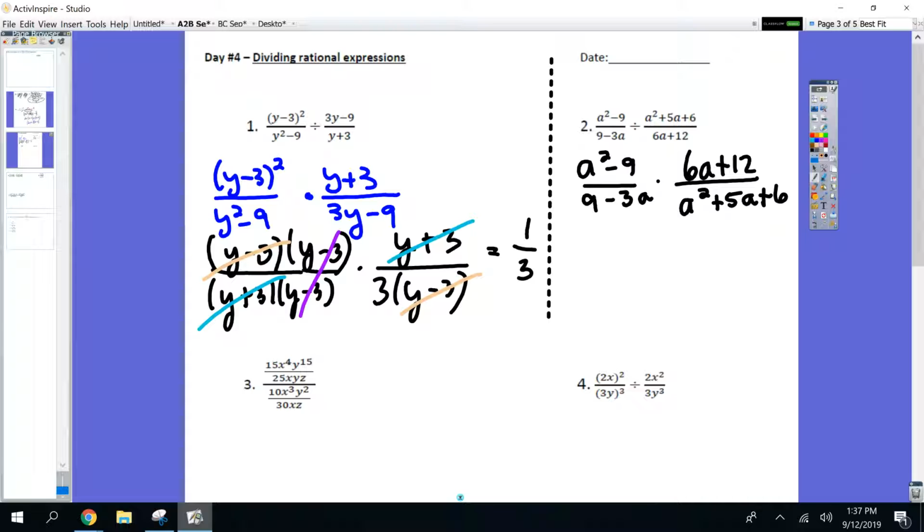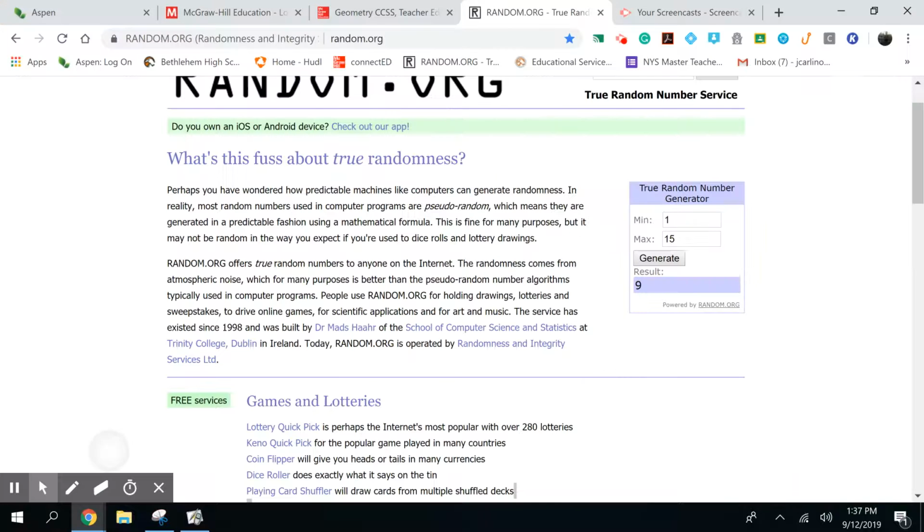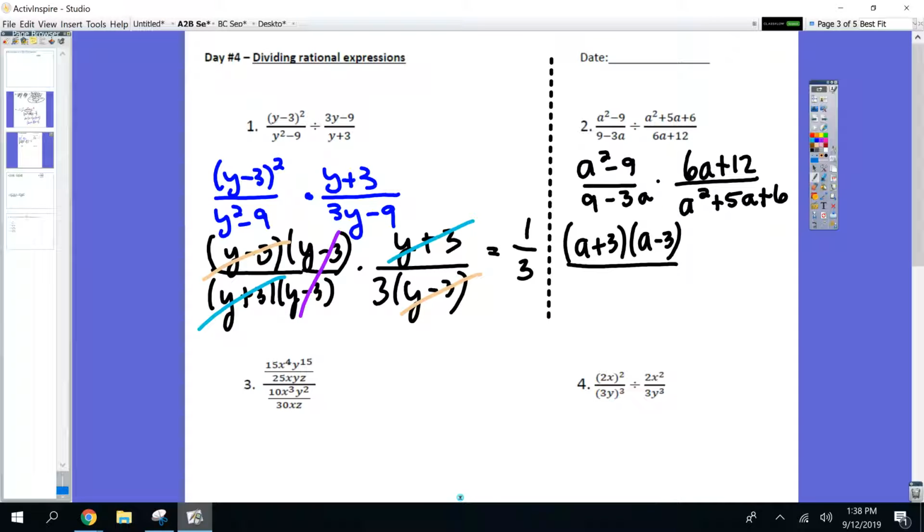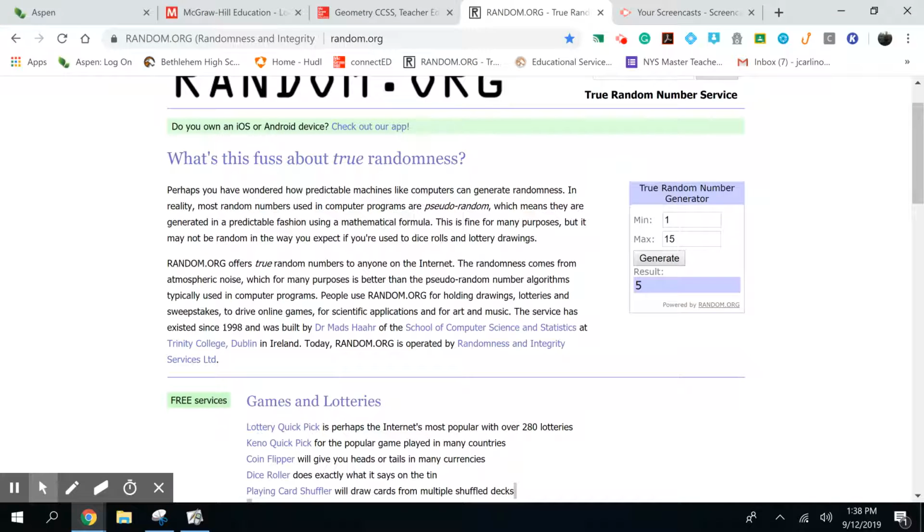Top left, what do you got for me? I got a plus 3, a minus 3. Yep. 5. Yep. Ever going to stump you this year? Yeah, you will. Okay. All right. At least you're honest. 6.